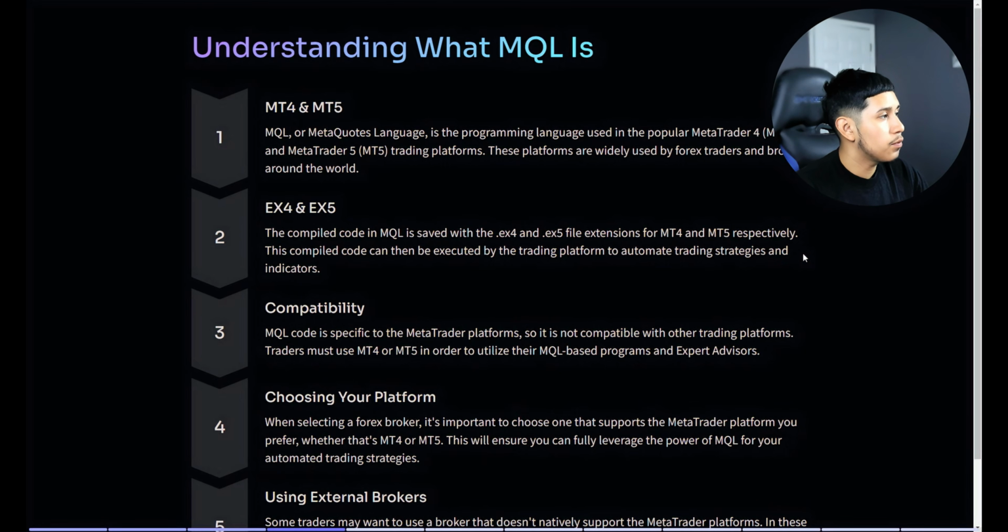So number 2, we have EX4 and EX5. This is the compiled code in MQL. It's saved with .ex4 and .ex5 file extensions for MetaTrader 4 and MetaTrader 5 respectively. So let's just say you were to purchase a robot from any company. What they're going to send you is going to be an EX4 file. This EX4 file is a compiled version of the code.